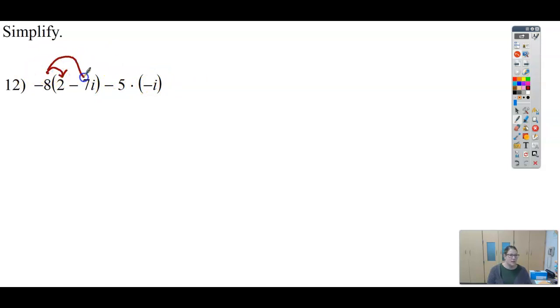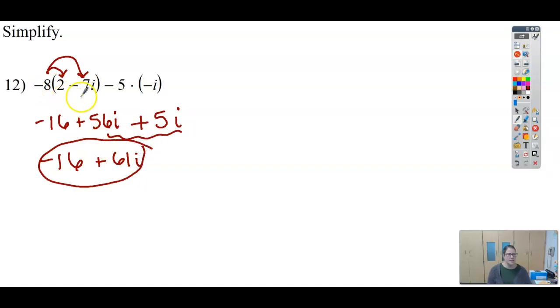So the first thing I'm going to do is multiply this negative 8 into the parentheses. That would be negative 16 plus 56i. Then I've got a minus in here, and I've got 5 times negative i. So 5 times negative i becomes plus 5i. And now I'm just combining like terms. So these two can be added to get 61i.